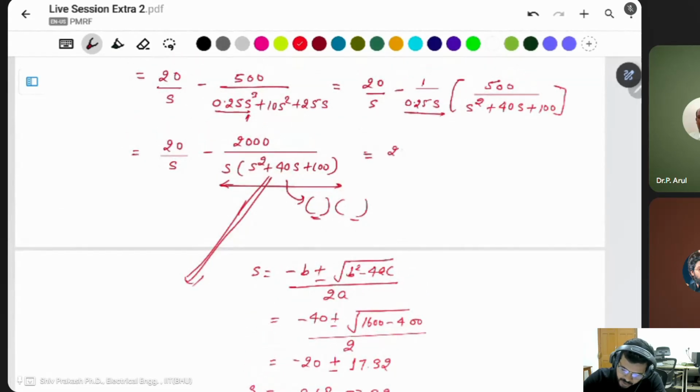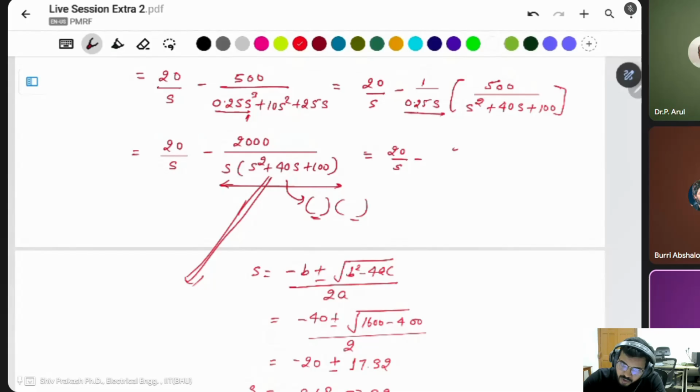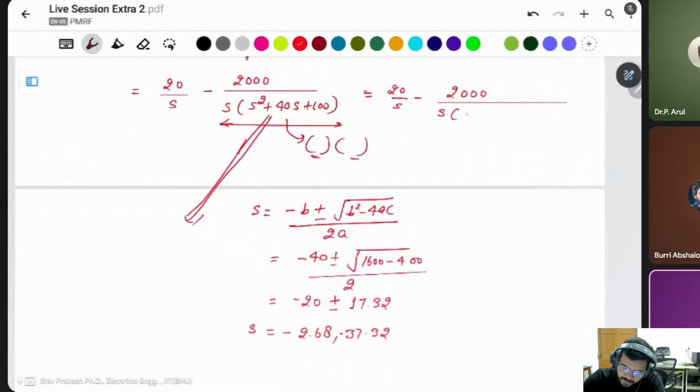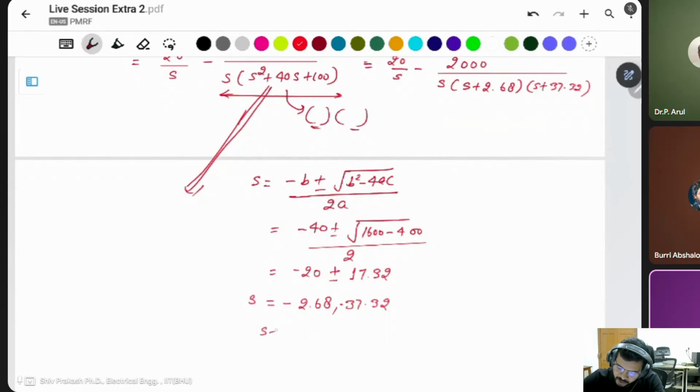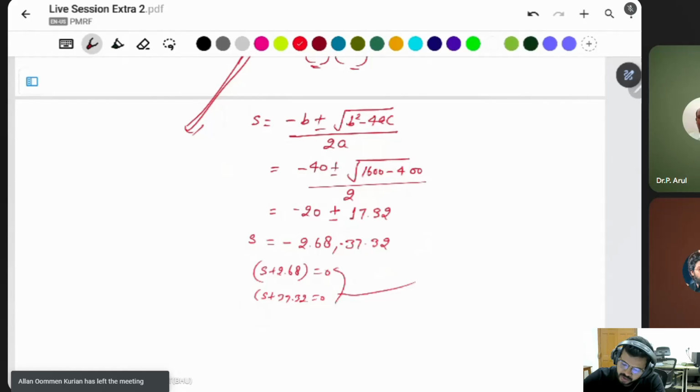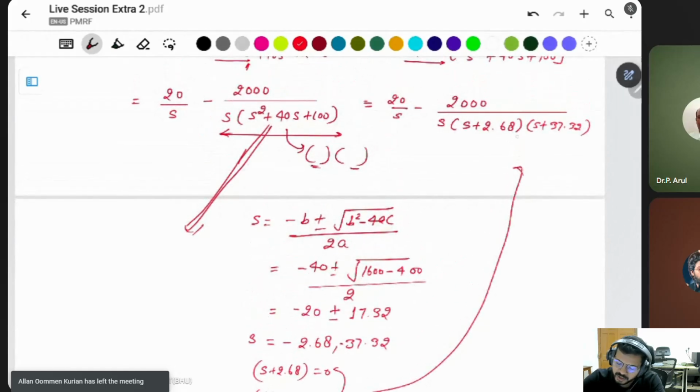Same thing, if you want to break this one in parts, this will be 20 by s minus 2000 divided by s times the two factors. You can break this thing in two parts. This will be s plus 2.68 and the second one is s plus 37.32, because s plus 2.68 is equal to 0, and the second one s plus 37.32 is equal to 0. That's why I have written these two things as s plus 2.68 and s plus 37.32.